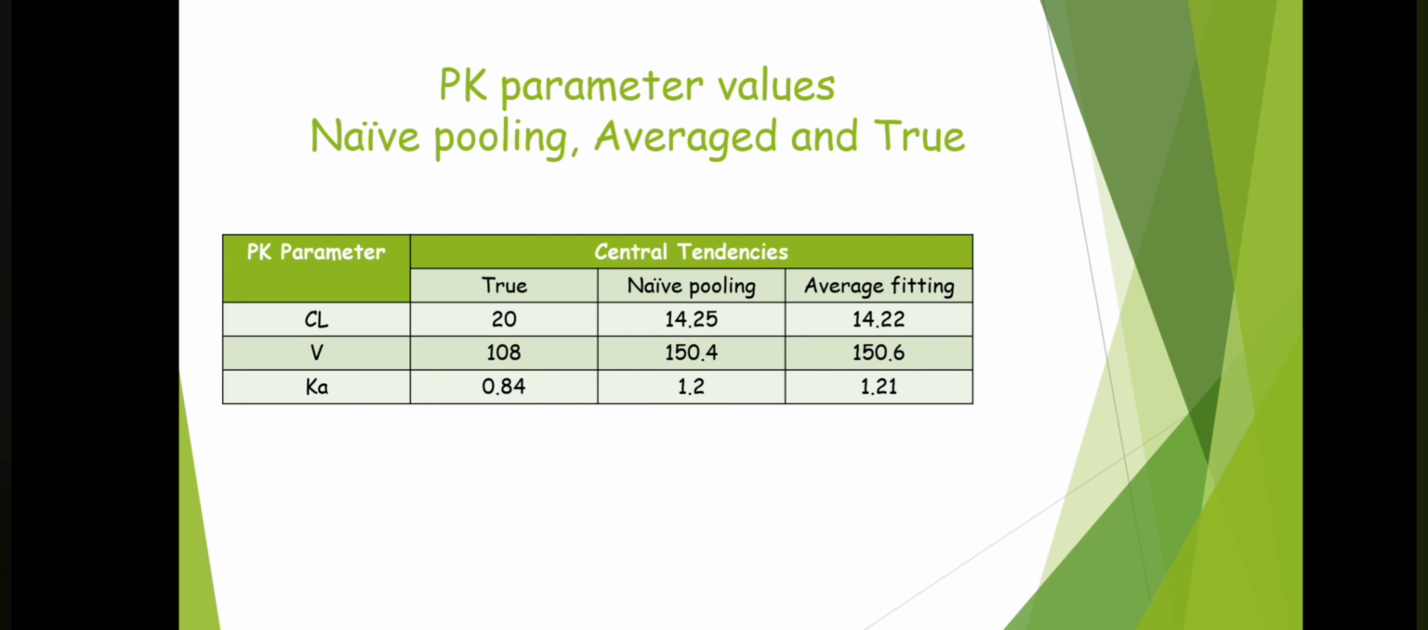So even if we are interested in retrieving just the central tendencies, it is possible that you can have bias. We are interested in the issue of between-subject variability, the inter-individual variability in this case. Okay, so we are not getting relevant results. The true values are different from the naive pooling and average fitting values, because here we are taking into consideration only the central tendency.